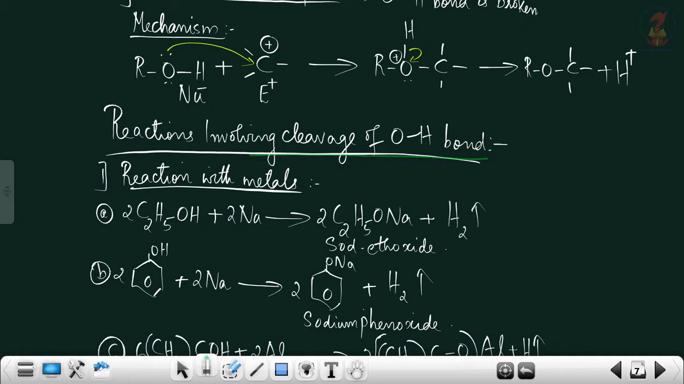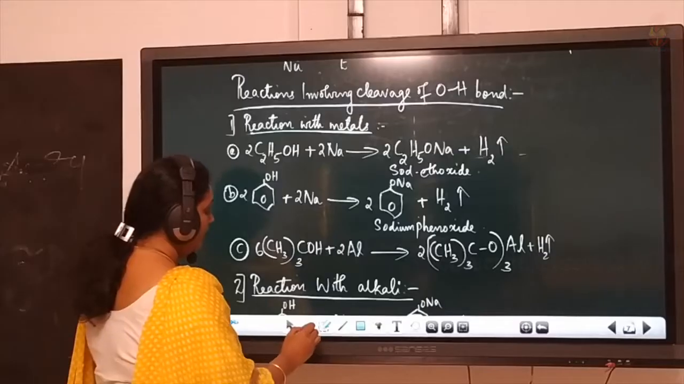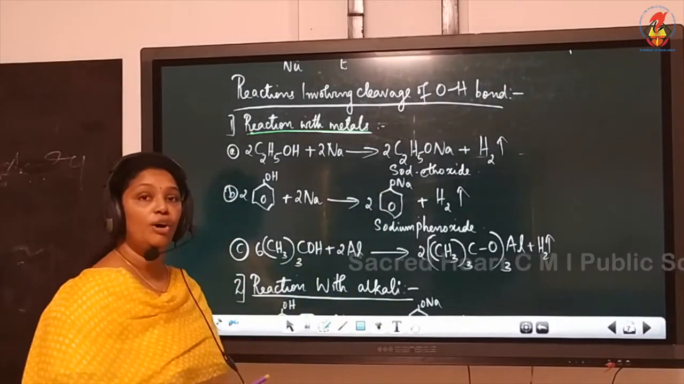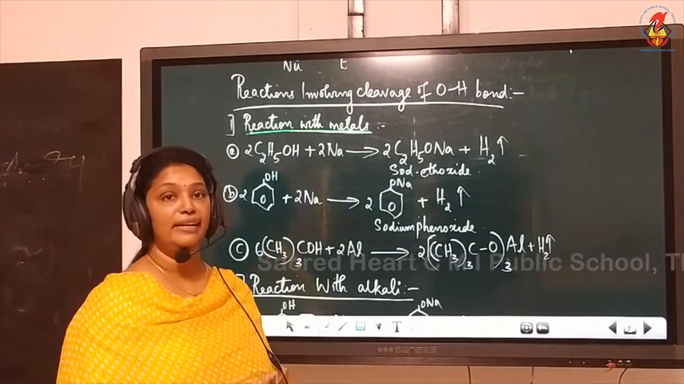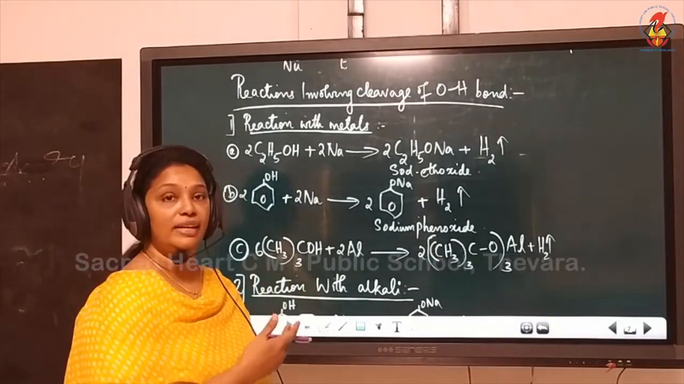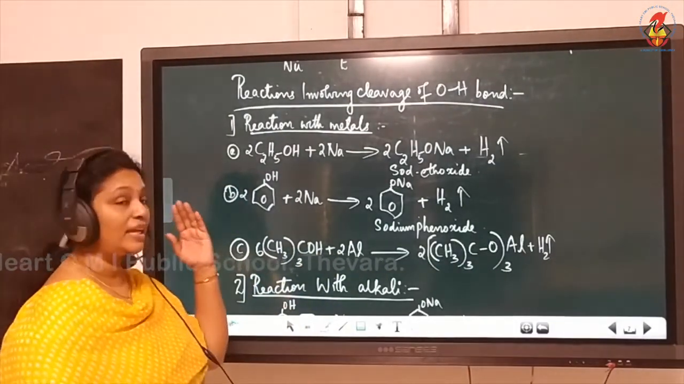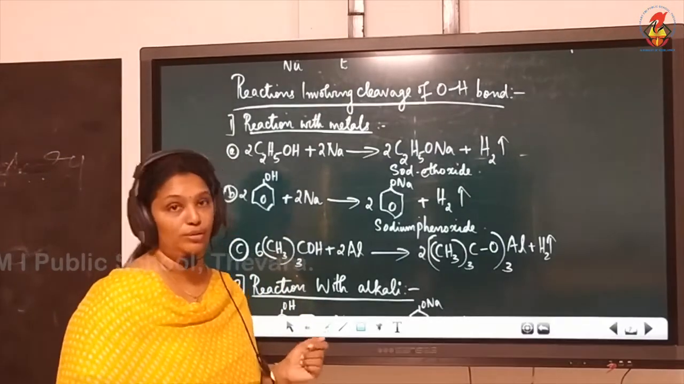Examples where the cleavage of the OH bond in alcohol takes place. First example is reaction with metals. Alcohols react with sodium metal. I have written examples here. Now here both alcohols as well as phenol can act as nucleophile. So here the reactions are written with alcohol as well as phenol, and a similar mechanism can be written for phenol also.